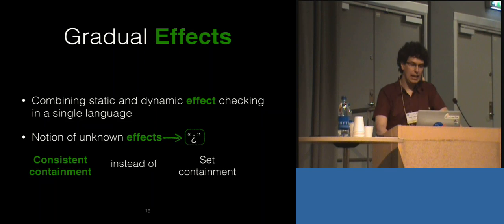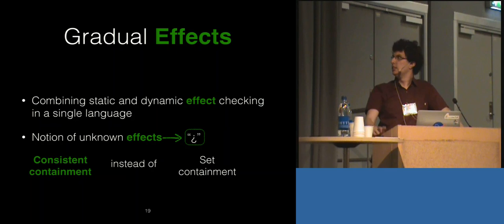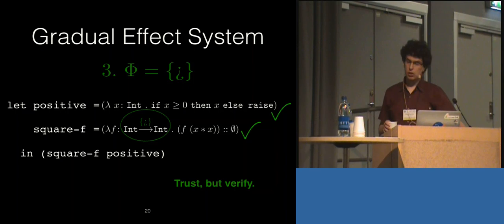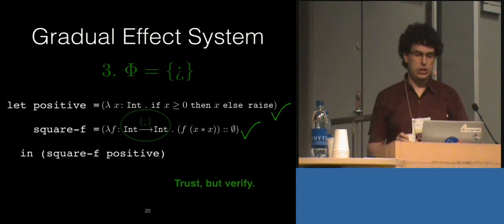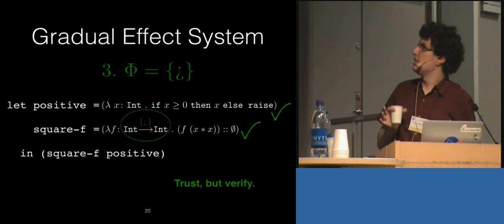And we realize that effect checking, since we're using sets of side effects in the annotations, relies on containment to make comparisons. So we need to provide a broader definition of consistent containment to make the static system accept more programs. In this case, we can introduce this unknown effects annotation, and then this program becomes valid and it's accepted, but we still need to verify at runtime that we never go through the race branch.